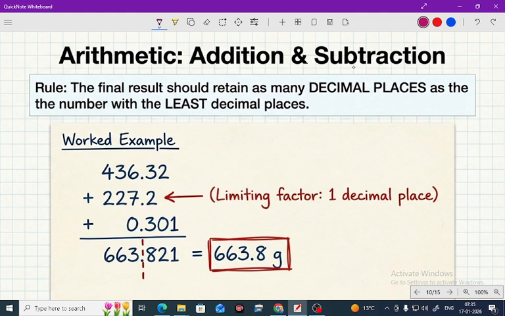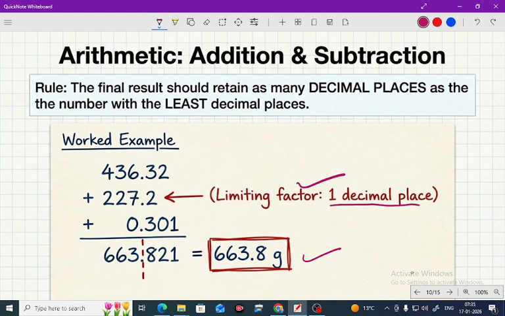Arithmetic: addition and subtraction. The final result should retain as many decimal places as the number with the least decimal places. Same as that, addition and subtraction also. If we add this, we get this value. So 663.8 gram. The limiting factor is 1 decimal place. You see, this is 1 decimal place. Therefore, the result is 663.8 gram. This is the answer, right?